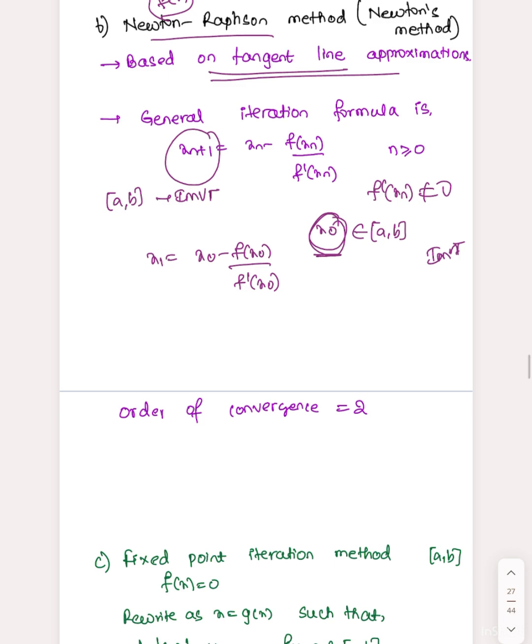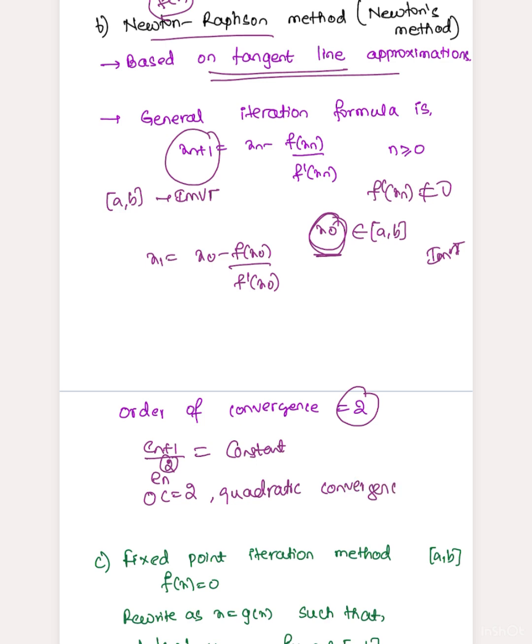Now the order of convergence. The order of convergence of Newton-Raphson method is 2. Because the error in the n plus 1th iteration to the error in the nth iteration to the power 2 is a constant. So therefore the order of convergence is the power of the error, that will be 2, which is called as quadratic convergence. Therefore we have to remember Newton-Raphson method converges quadratically because the order of convergence is 2.